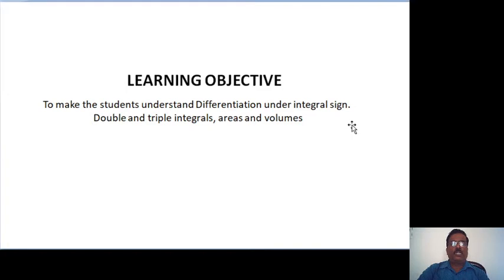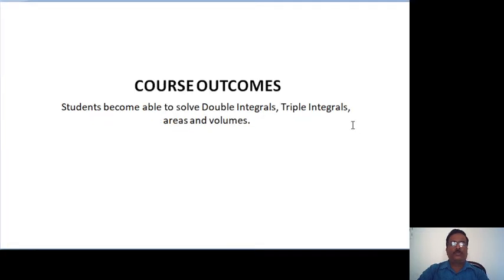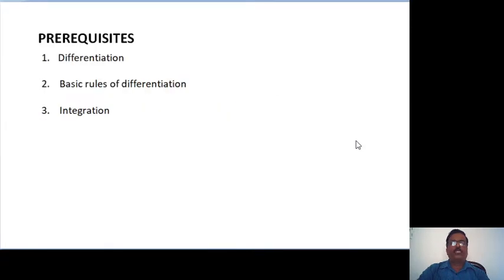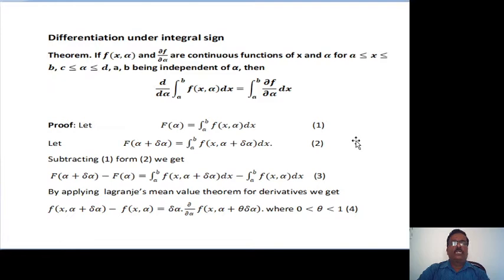So this is the learning objective. These are the course outcomes. These are the prerequisites. So let us start differentiation under integral sign.